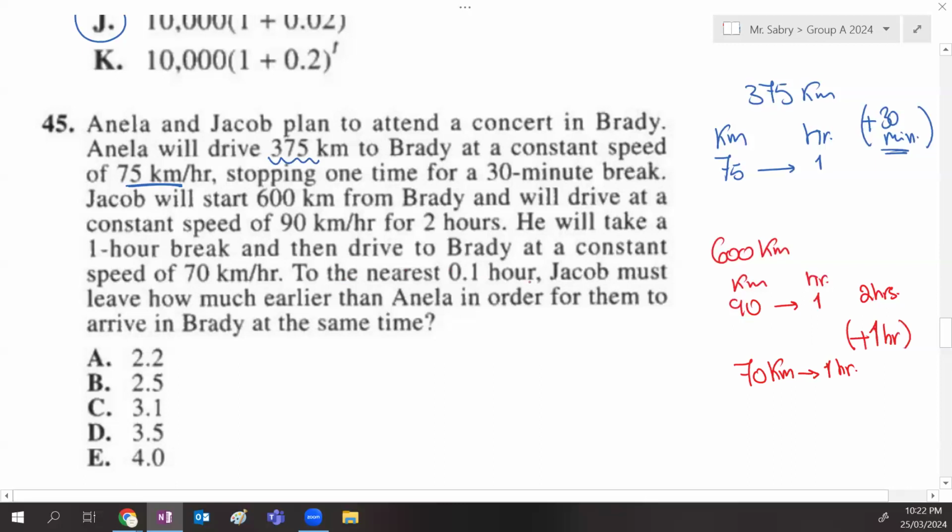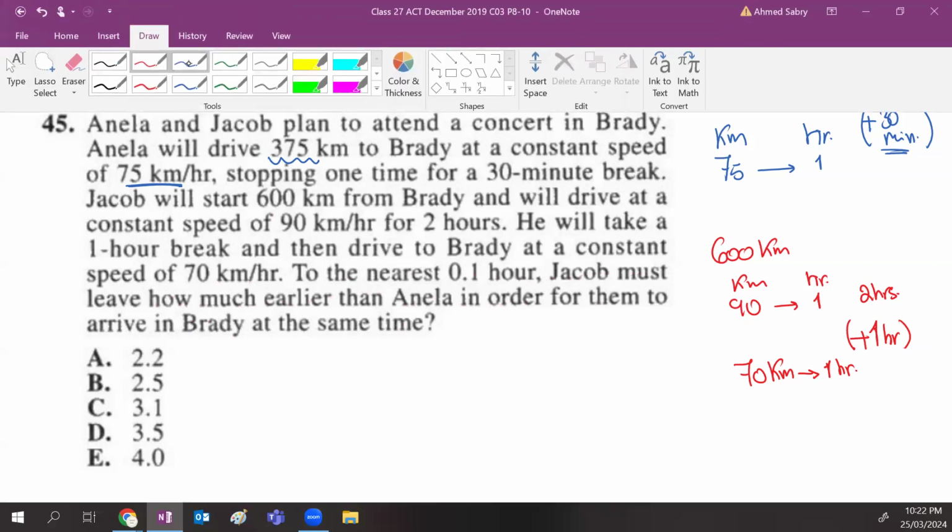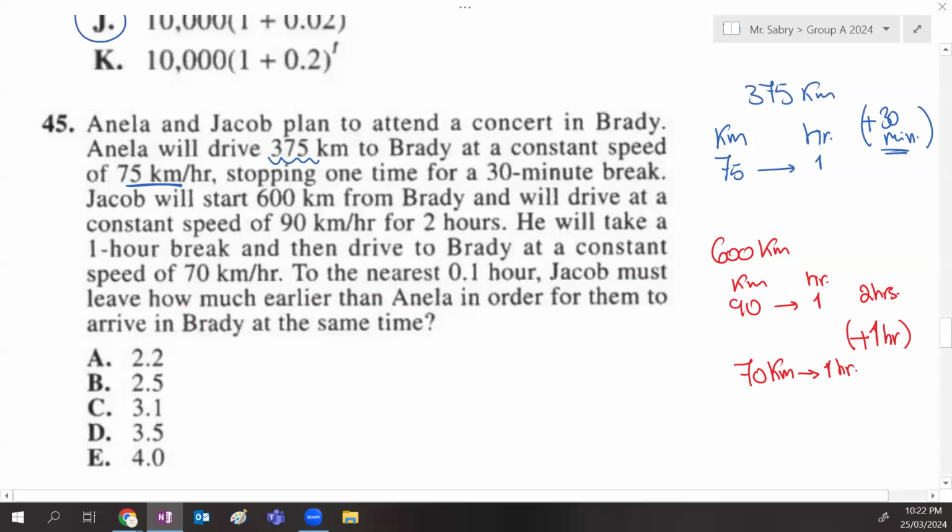To the nearest 0.1 hour, Jacob must leave home earlier than Anila in order for them to arrive in Brady at the same time. So I'd like to know how long each will take to arrive, and how much earlier Jacob should leave than Anila so they arrive at the same time. So let me first try and figure out how much time Anila will take.